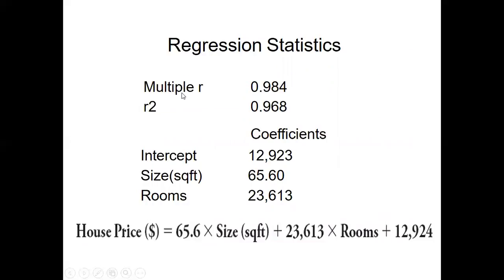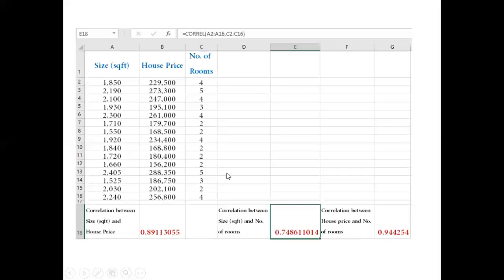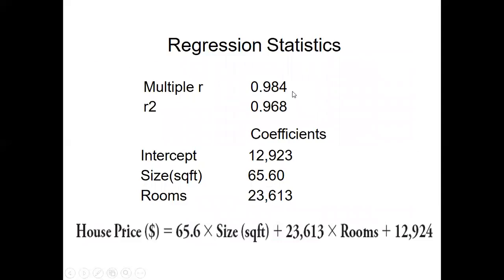The multiple R is 0.984, the regression value based on the X values and the Y value. Then the next, R square, is 0.968. The intercept coefficient is given as 12,923. You can use those formulas and create it.